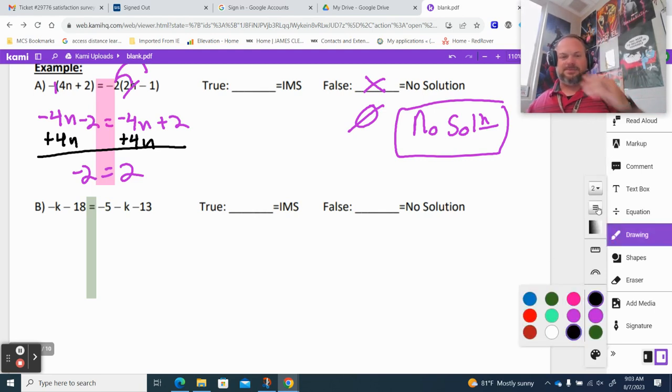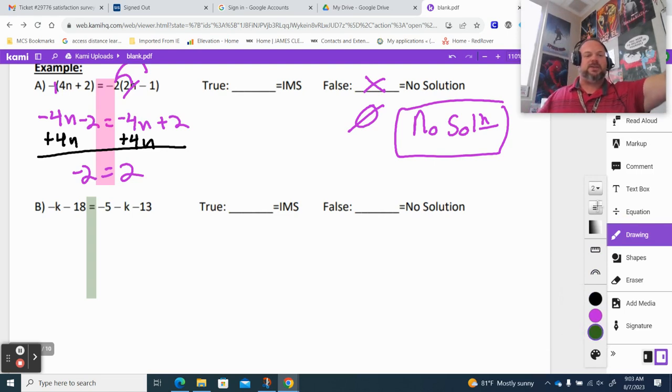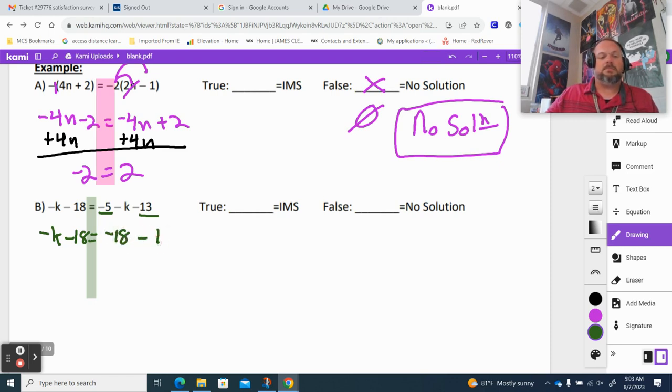All right. So, do we need to distribute on this one? No. Okay. We do need to combine like terms, but we only have to do it really on this right side. This left side, it's okay. All right. We have a -5 minus 13, which is, all right, let's look at our problem.